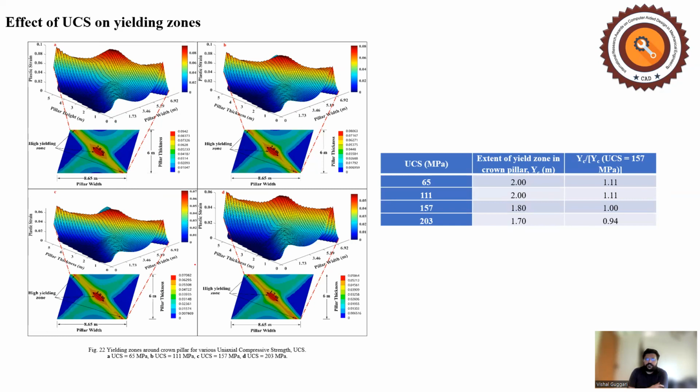When it comes to UCS, as we have already discussed how the UCS affects the stresses as well as the deformation, in the case of the yielding zone also, as you increase the UCS value, the plastic deformation or plastic zone reduces.